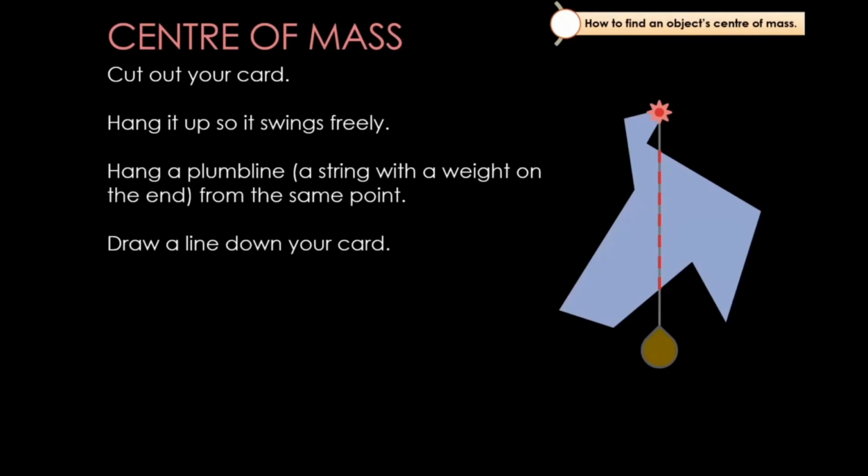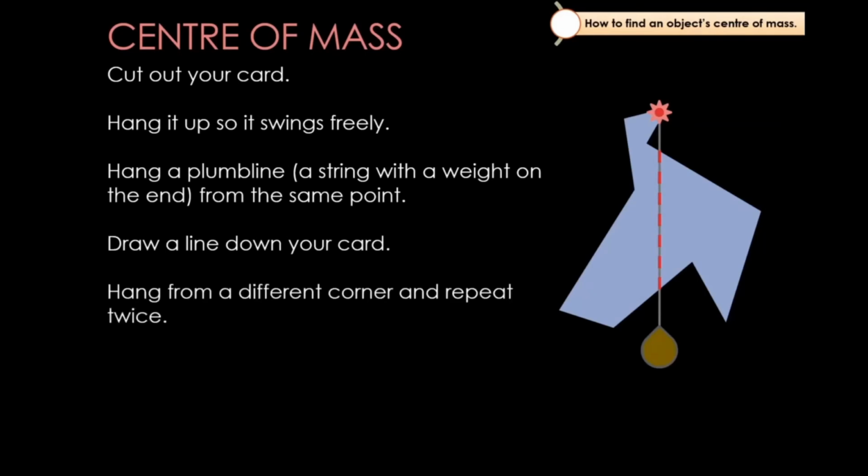Now what this line is showing us is it's a bit like a line of symmetry. The card on the left is exerting a turning force anti-clockwise, and the card on the right is exerting a turning force clockwise, and those are balanced out. So we have a sort of balanced thing going on here, an equilibrium, which we'll talk about later on this lesson.